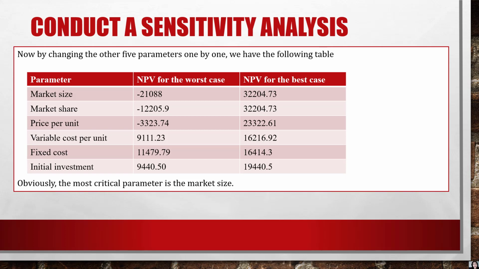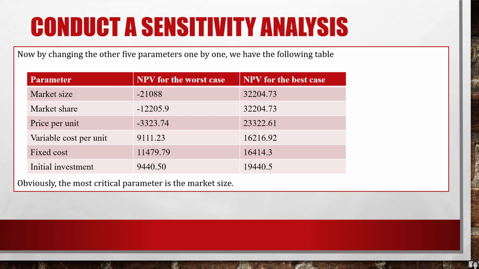The next one, for price per unit, we also keep the other factors fixed and consider the worst case and the best case. So the price per unit makes the NPV go from negative 3,323.74 to 23,322.61, and so on. So this is the table of results, and now we consider the deviation.